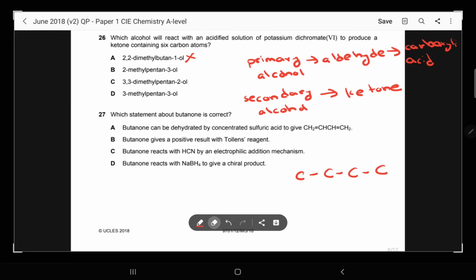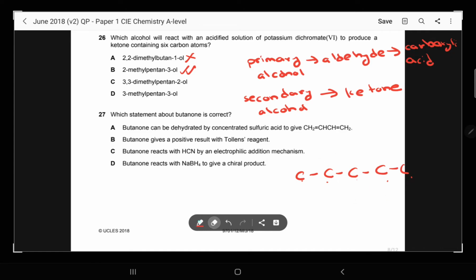Let's do the same thing again. We have 2-methyl-pentan-3-ol. So there is a pentane, there is a methyl, there is a 3-ol, which is going to get oxidized to form a ketone. So this ketone contains 1, 2, 3, 4, 5, 6. This matches our conditions. 6 carbon atoms with a ketone. So this is probably our answer. Let's look at the other options just to be safe.